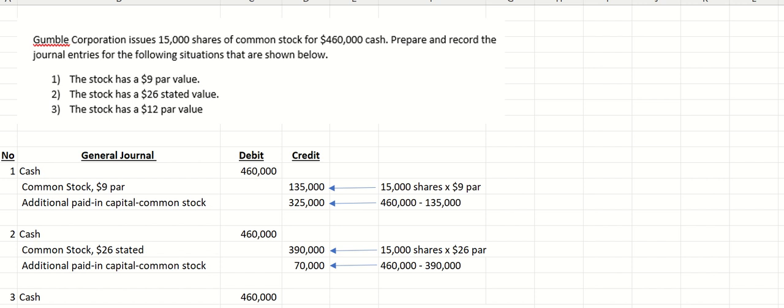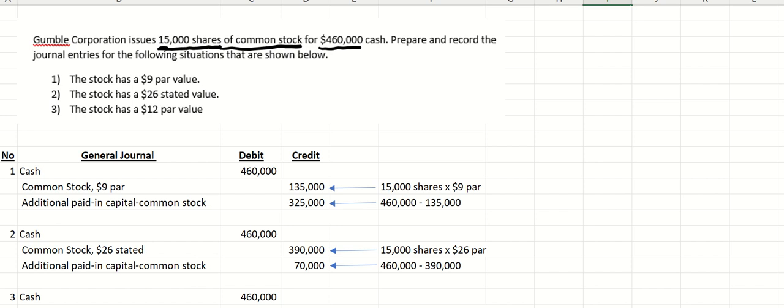So what you see here on the screen are a few different examples that reflect the issuance of stock and the cash amount that's received by the corporation based on the stock's par value. Okay, so I made up a company here called Gumble Corporation. It issues 15,000 shares of common stock, and let me underline this, in an amount of $460,000 in cash. So that stock already has an amount on there of $460,000.